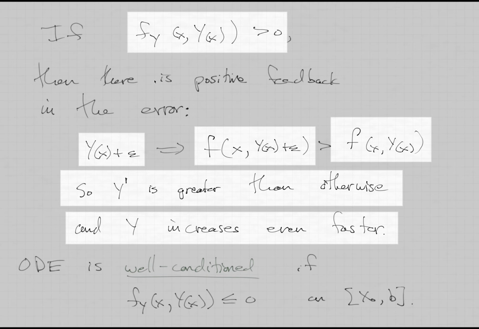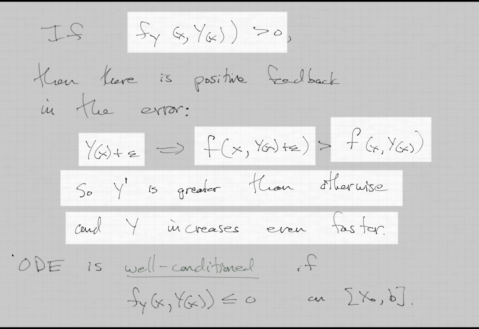The same thing holds if epsilon is negative. If the y value is too small, then this is going to cause y prime to be too small, and y will increase too slowly. So again, you're going to get an even bigger inaccuracy in the future as a result of a small initial inaccuracy.